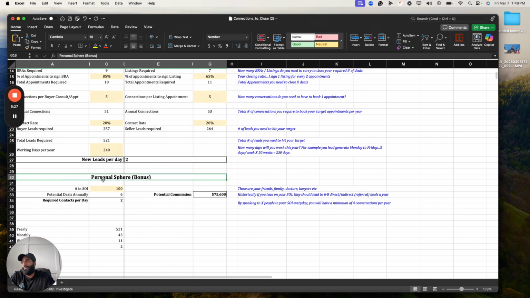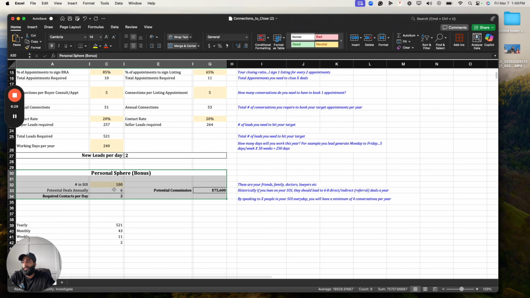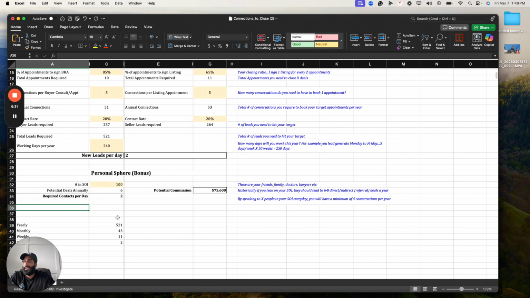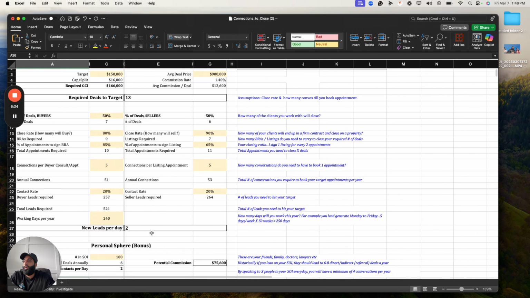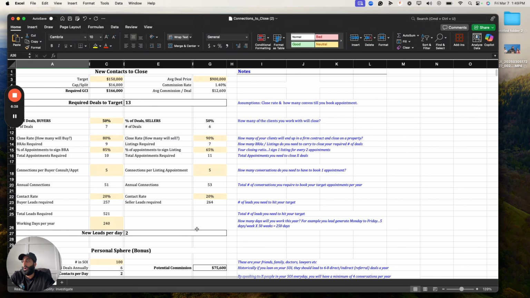Now, here's a little bit of a bonus. If you have a sphere, you can attribute some more income, but we're not going to get into that today. Mostly just wanted to go over how do we actually break these numbers down? How do we figure out how many leads we need per year in order to achieve something like that?